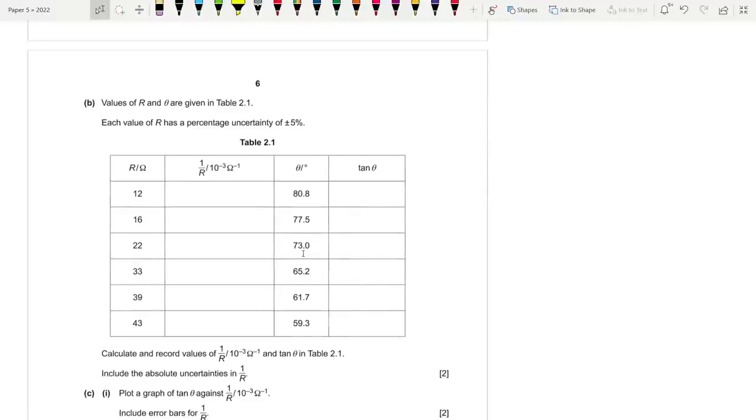Values of R and theta are given in the table. Each value of R has a percentage uncertainty of 5%. Okay, so we're tasked to find out 1 by R and tan theta. Calculate and record values of 1 by R and tan theta. Include the absolute uncertainties in 1 by R. So this is one of the easiest ones. Give me a second.